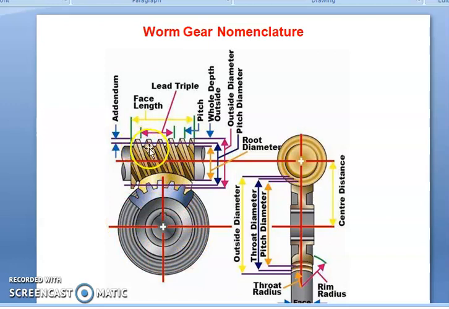Here the number of threads resembles the number of starts. This is actually the lead, triple, and then the face width is the addendum. Then here the pitch circle diameter. Here the pitch circle diameter, the starting point must coincide with the pitch circle diameter of the worm wheel.